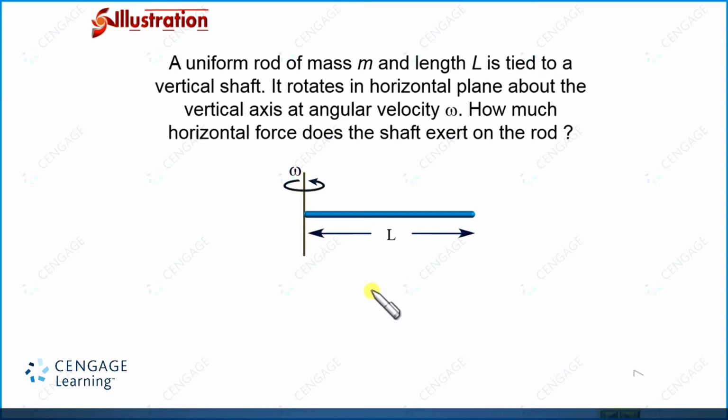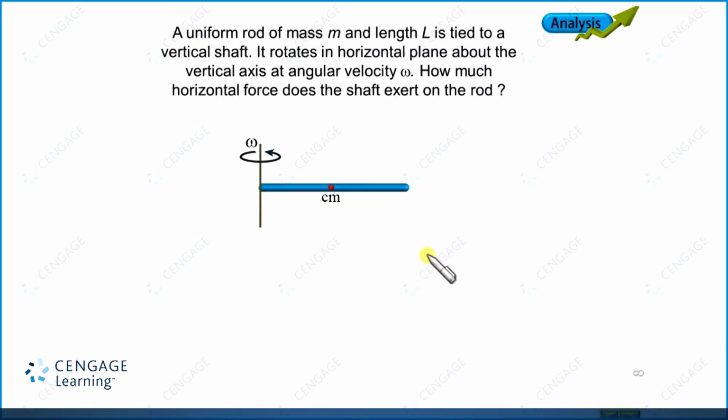So let us do one thing. Let us make the diagram on the next page. Our requirement is to calculate the force exerted by shaft on the rod. So for making a free body diagram, we need to isolate shaft and rod. That's why we are going to select the rod as a system.